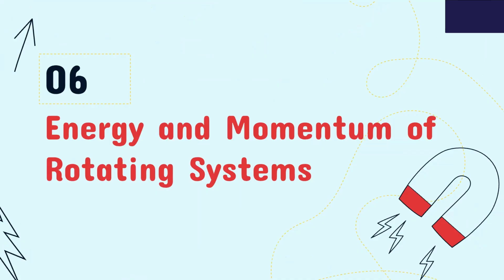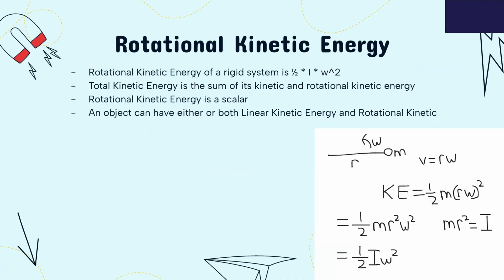Okay, energy and momentum of rotating systems. So rotational kinetic energy of a rigid system is 1/2 I omega squared. The total kinetic energy is the sum of its kinetic and rotational kinetic energies. So that's equal to 1/2 I omega squared plus 1/2 mv squared. And rotational kinetic energy is once again a scalar. An object can have either or both or none of linear and rotational kinetic energy.